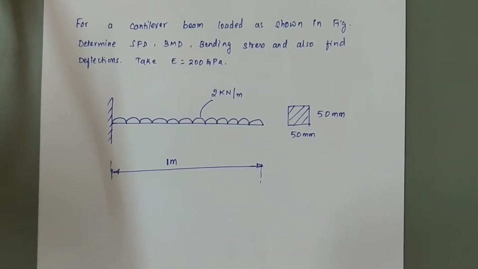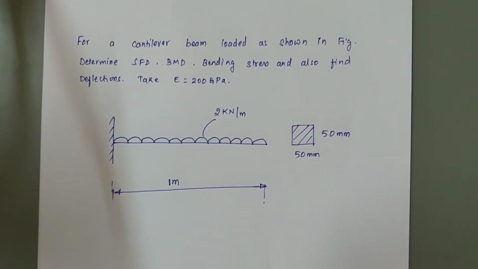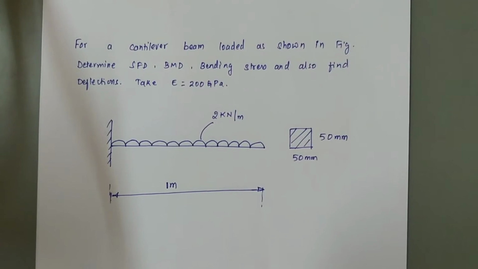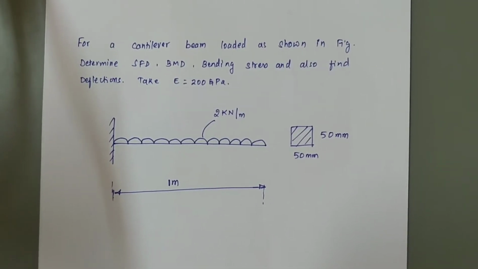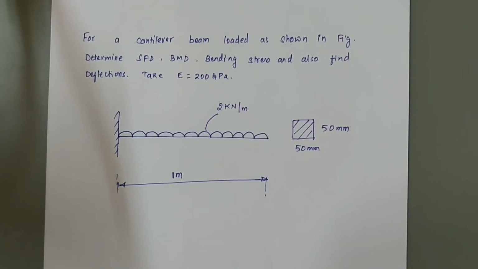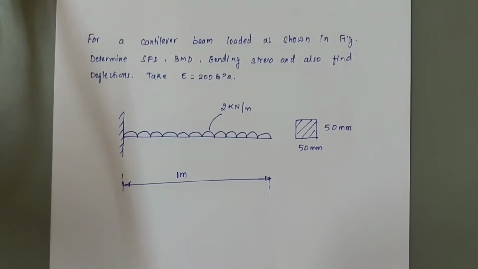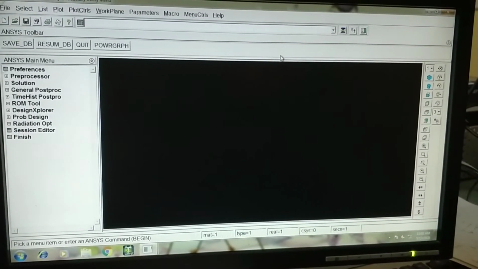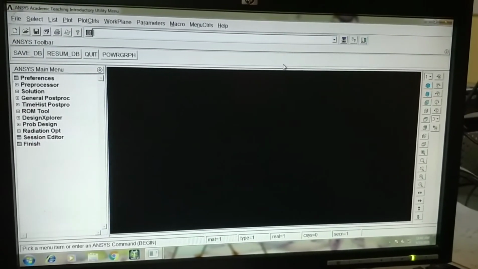This is a cantilever beam subjected to a UDL, uniformly distributed load of 2 kN per meter, with the length of the span as 1 meter, and the cross section of the beam is 50 mm by 50 mm. Now we'll see how to solve this problem using ANSYS.